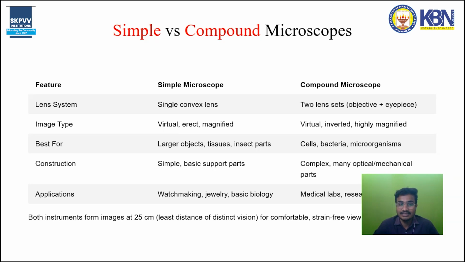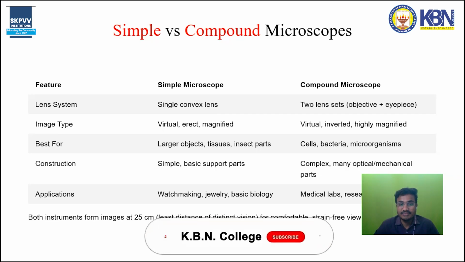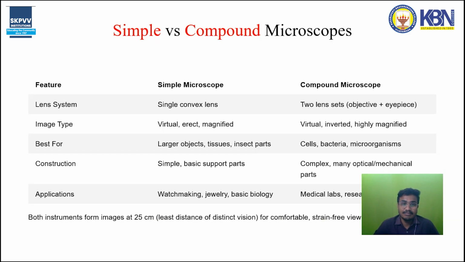Coming to the image type, a simple microscope gives a virtual, erect and magnified image, whereas the compound microscope produces a virtual and inverted image that is highly magnified compared to the simple microscope. Next, the simple microscope is generally used for larger objects like tissues and insect parts, whereas compound microscopes are used for cells, bacteria and microorganisms. In order to view them, we use a compound microscope.